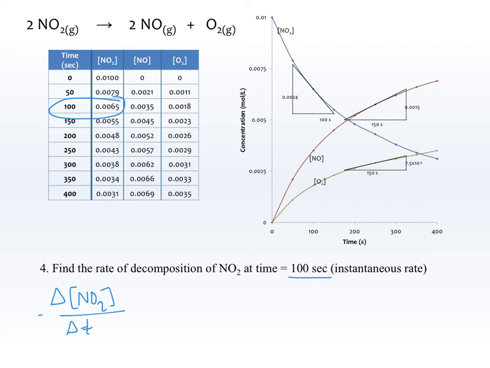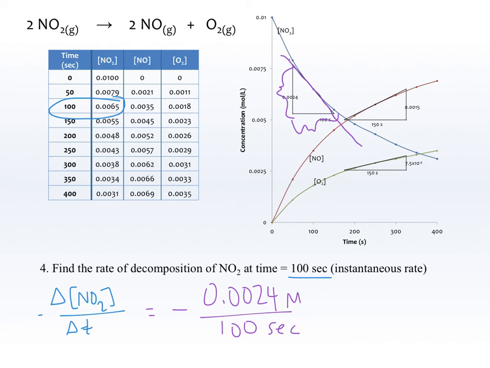So let's look at that tangent line. Notice this tangent line that was drawn to the curve right there. And so that tangent line goes up by 0.0024, and it goes over by 100. So the change in concentration is 0.0024, and the change in time is 100. And that's molarity, and that's seconds. And one thing is that change in concentration is negative since the NO2 is losing, so it's actually negative 0.0024, which makes it overall positive, and I get 2.4 times 10 to the negative 5 molar per second.